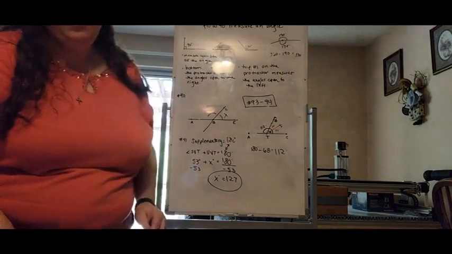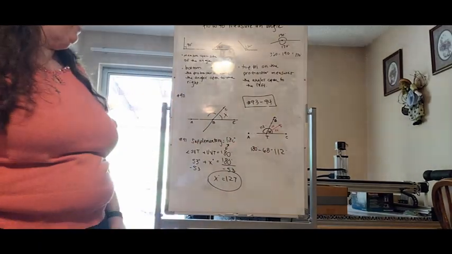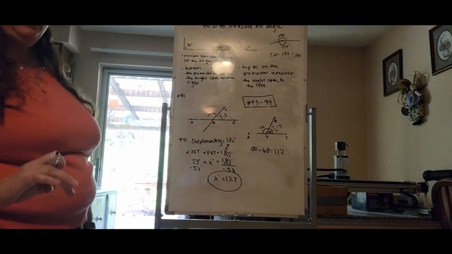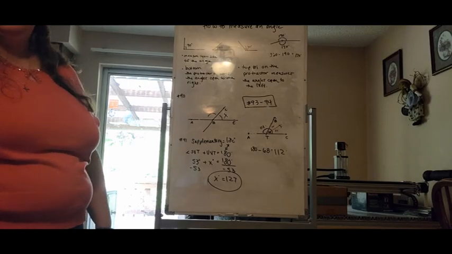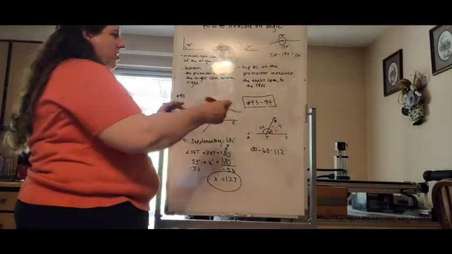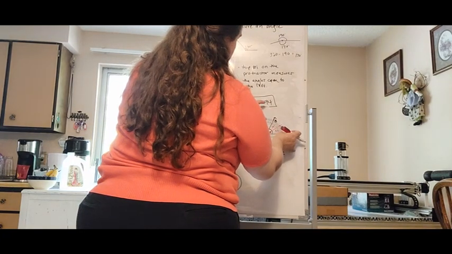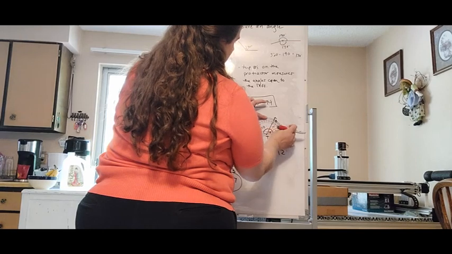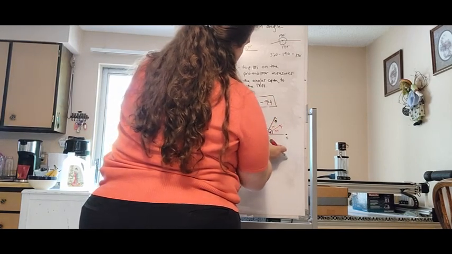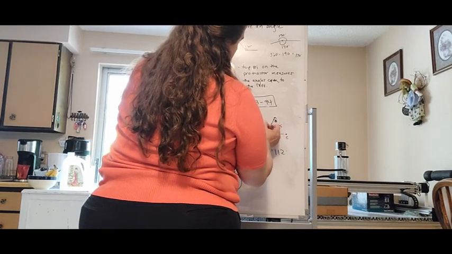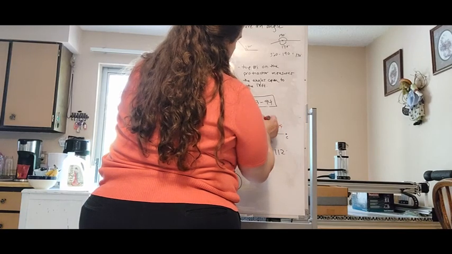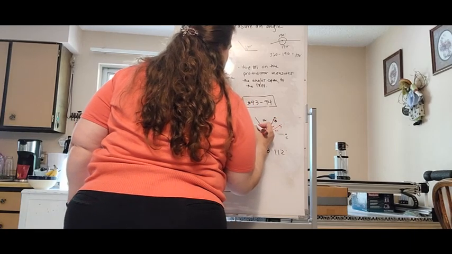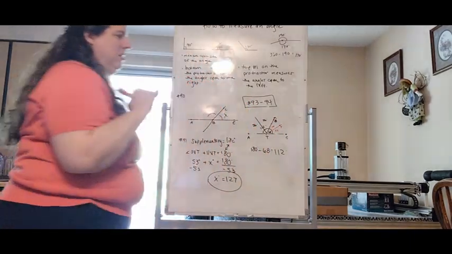Now, it says it's going to bisect that angle. So what is half of 112? 56. Very good. So let's go ahead and measure 56, right there. I know it stinks, but you guys can do this. We're gonna do subtraction. And this is gonna be 56 degrees. And this is gonna be 56 degrees.